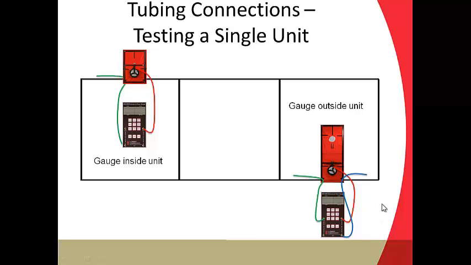It would also save us some time if we're testing an apartment building and we've got a common condition hallway. We could test from the hallway and then easily move from unit to unit if we've got our gauge outside in the hallway. But we have to think a little more about what our tubing connections are and make sure we got that right.